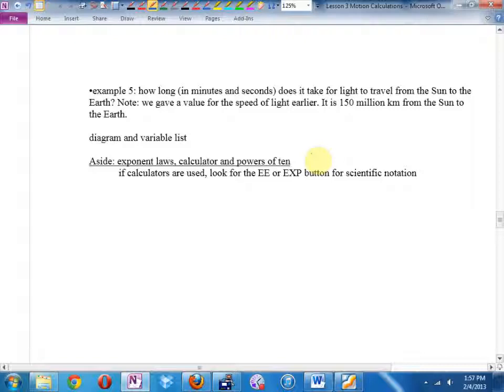All right, now we're going cosmic. This is where you're going to need to be using your exponent button on your calculators sometimes. How long, in minutes and seconds, does it take for light to travel from the sun to the Earth? We gave a value for the speed of light earlier, and it is 150 million kilometers from the sun to the Earth.